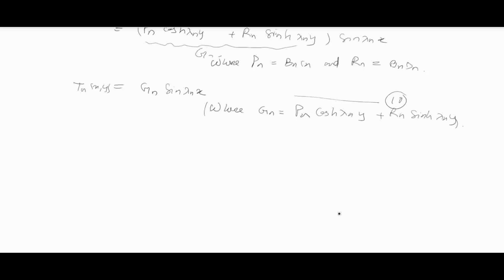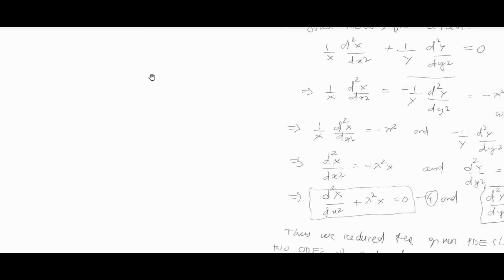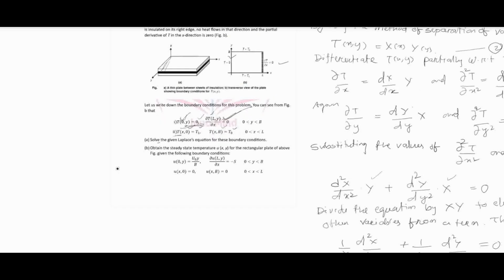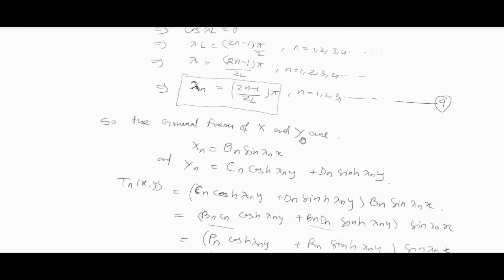Let us now apply the second boundary condition. In the second boundary condition, it is given that when y is equal to 0, for any value of x, it is T1. Similarly, for y equal to b, for any value of x, it is T0. So let us apply these two conditions now. What we will obtain?